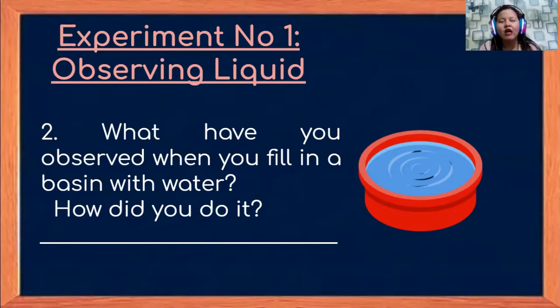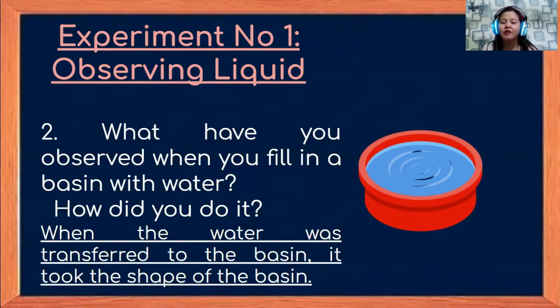They just have change in terms of container, but the amount of water is still the same. It's just that the basin has a bigger space for the water. That's why the shape of the water becomes bigger. Okay? So, when the water was transferred to the basin, it took the shape of the basin. That is what happened. Okay?